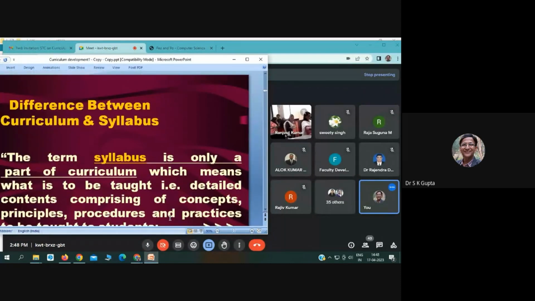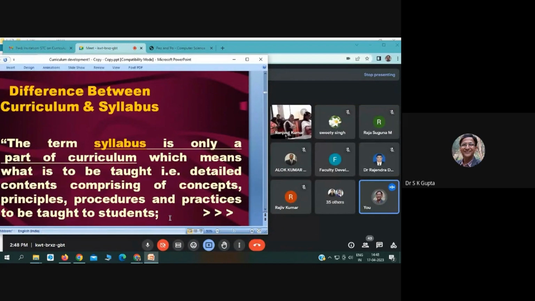So there is a difference between curriculum and syllabus. Syllabus is only a part of curriculum. Some of my friends have told me that syllabus is a small term. Syllabus is only a part of curriculum, which means what is to be taught. What is to be taught means your detailed contents. Detailed contents comprise your concepts, principles, procedures and practices to be taught to the students.